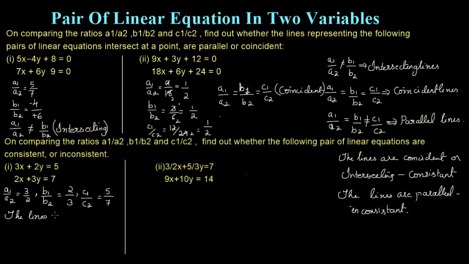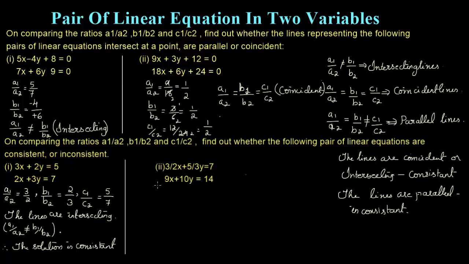The lines are intersecting. Why is it intersecting? Because we got the ratio a1 by a2 is not equal to b1 by b2. Therefore, the solution is consistent. Okay, so this is how you will find out whether the solutions are consistent or not.